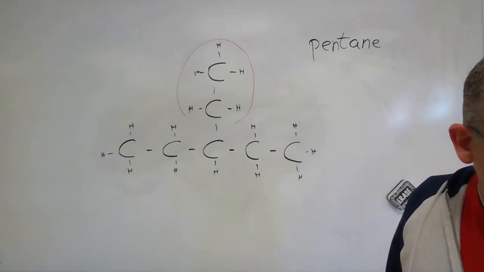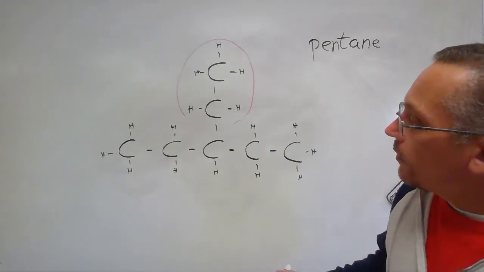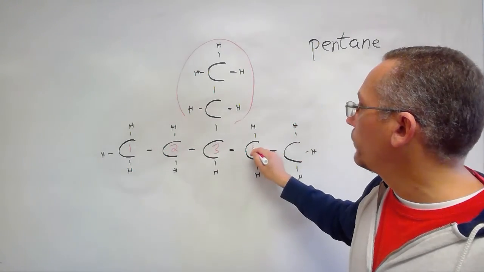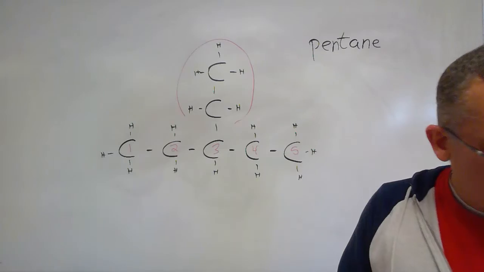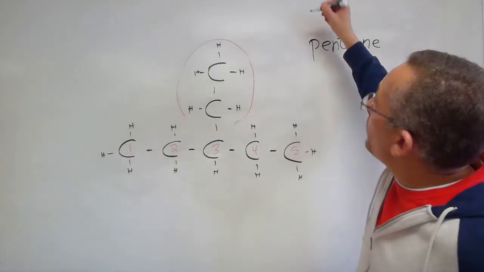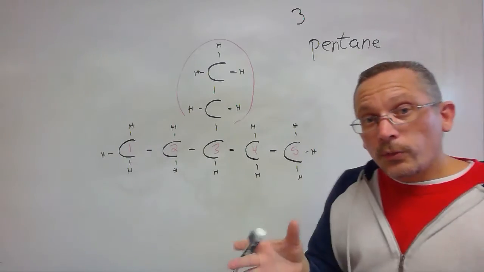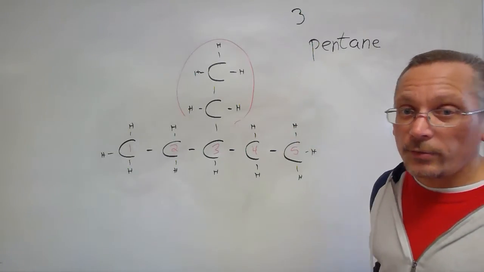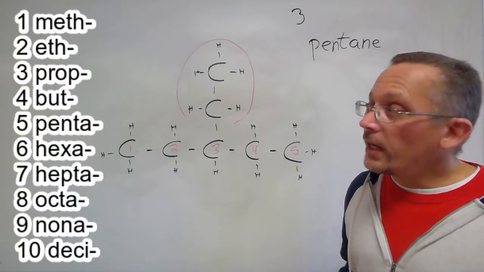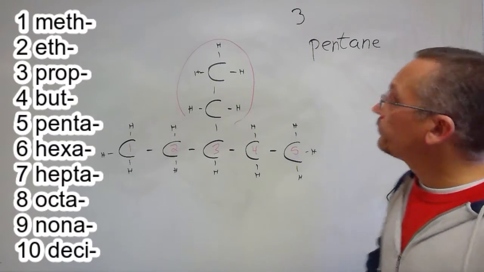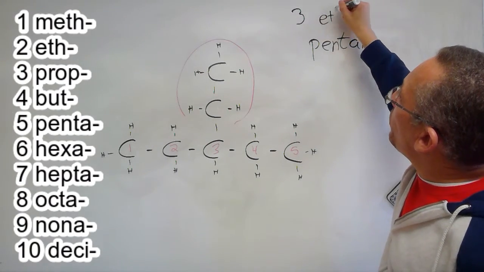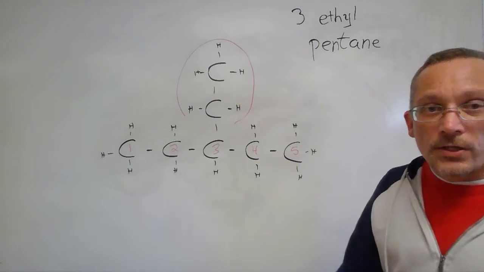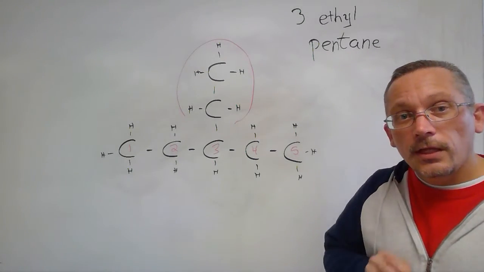And now we need to name our branch. So which carbon atom does our branch come off of? Well, I can number it either way, and either way I'll get carbon number 3. So my branch comes off of carbon number 3. There's only one, so I don't need a prefix to say how many there are, but I need the organic prefix for how many carbons are in the branch. And the organic prefix for 2 is eth. And the suffix for a branch is -yl. So this compound is called 3-ethylpentane.